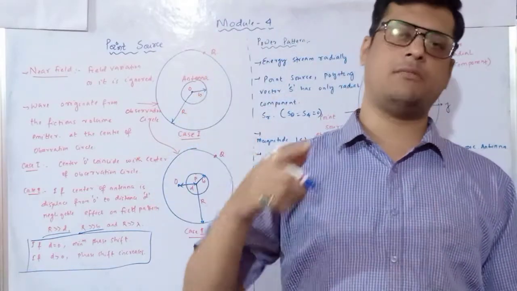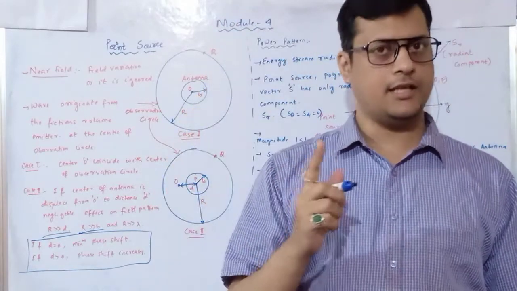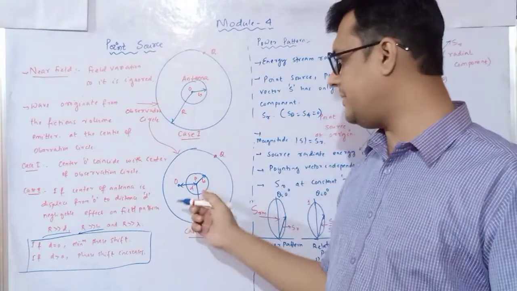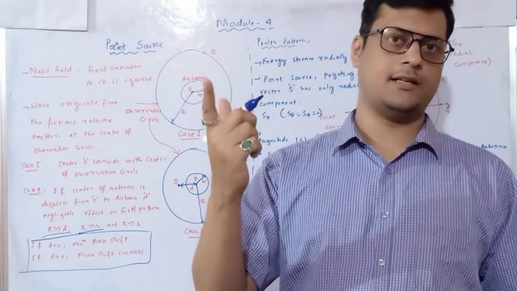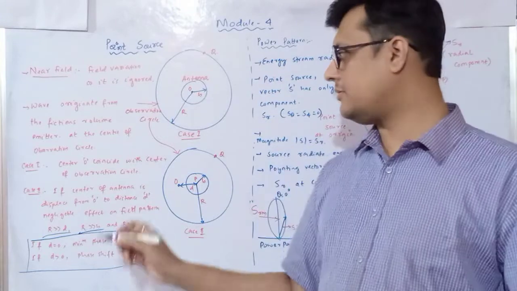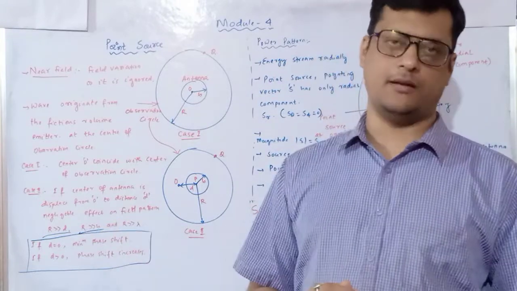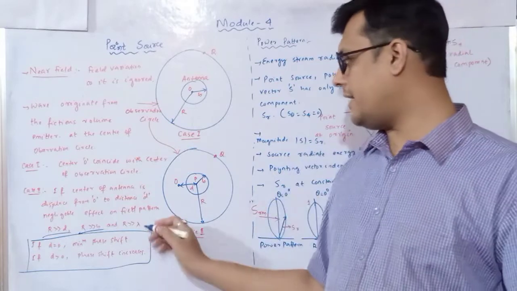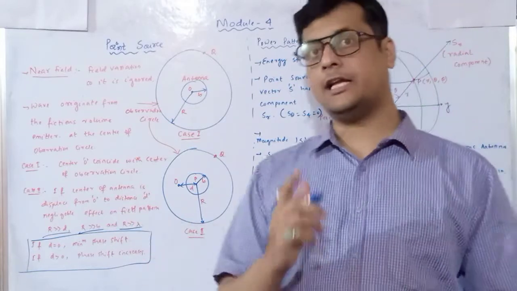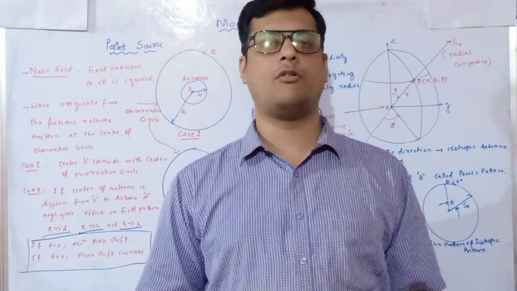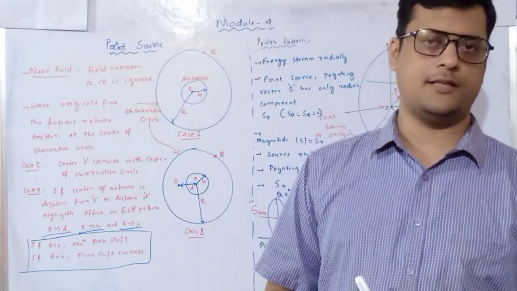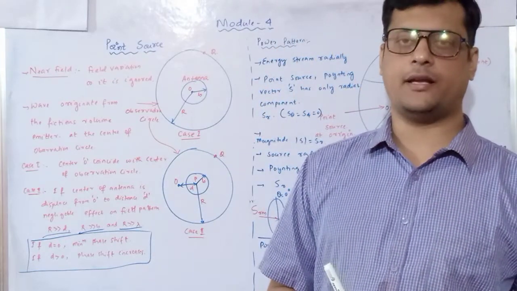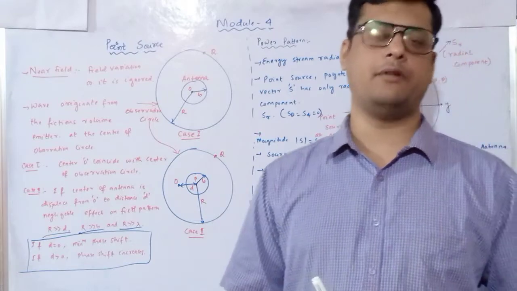That means we are measuring in the far field, not at the near field. Near field radius is small b. Far field radius is capital R. So R must be greater than capital D, R must be very much greater than small b, and R must be very much greater than lambda. This is the most important factor which helps us identify when we are dealing with far field measurements.